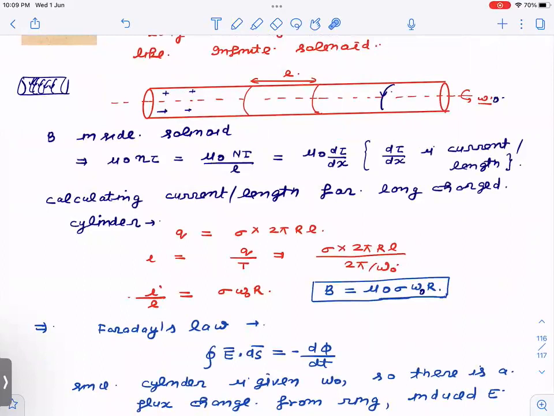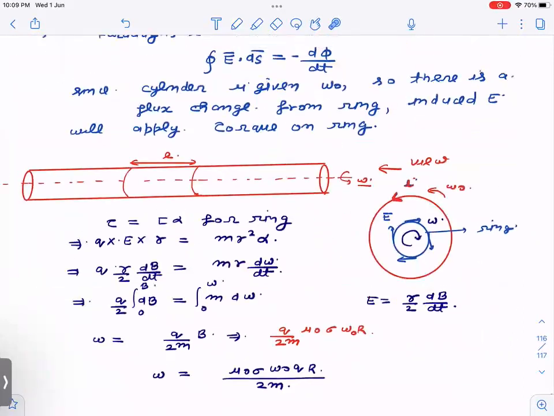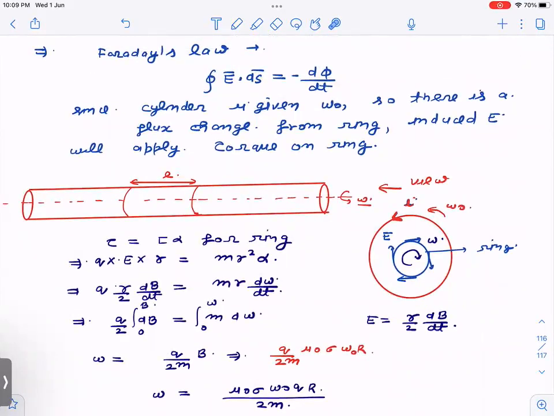Now, coming to the question, see what happens. The concept here is that this is the cylinder, and it is rotating. Initially the cylinder was at rest, so what was the magnetic field inside? Zero. When the cylinder starts rotating with omega naught, there is a magnetic field inside. And the ring is somewhere here.